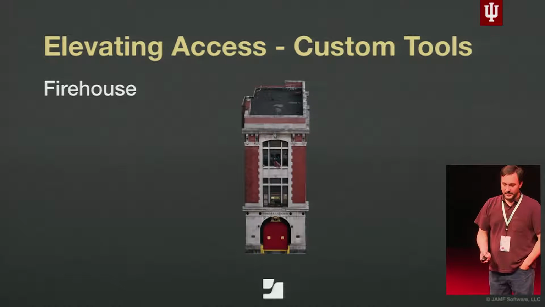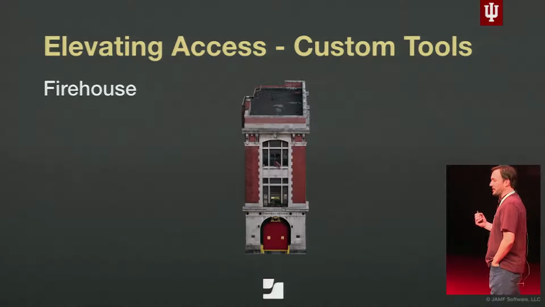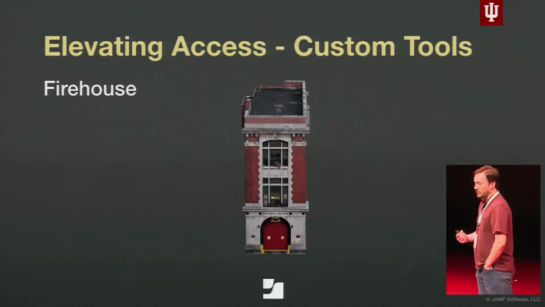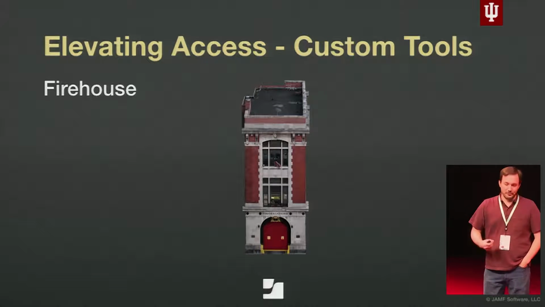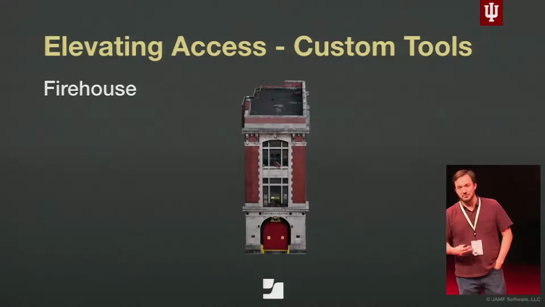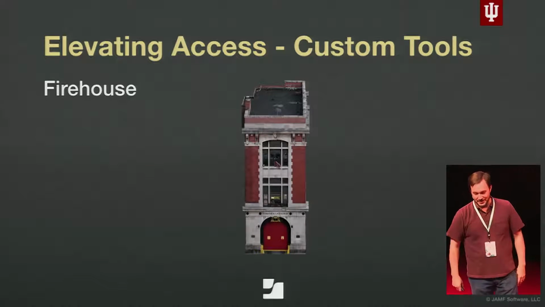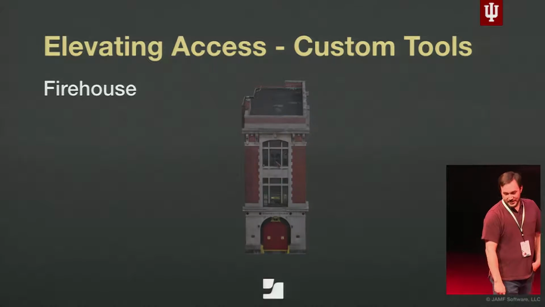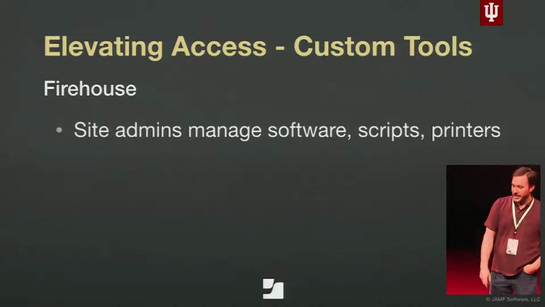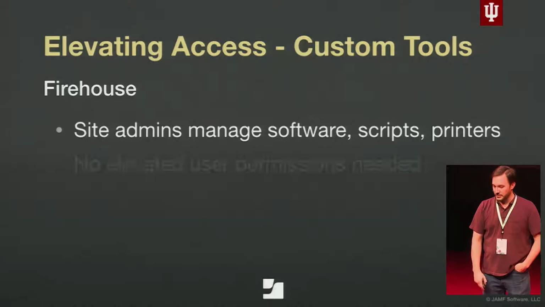This was actually a combination of 3 different tools we had. We had one that was called Print Ghost for managing printers, one called Egon for managing scripts, and then one called the Casper Containment Unit for managing software packages. So these are all combined now into Firehouse, which again allows us to manage our software scripts and printers.